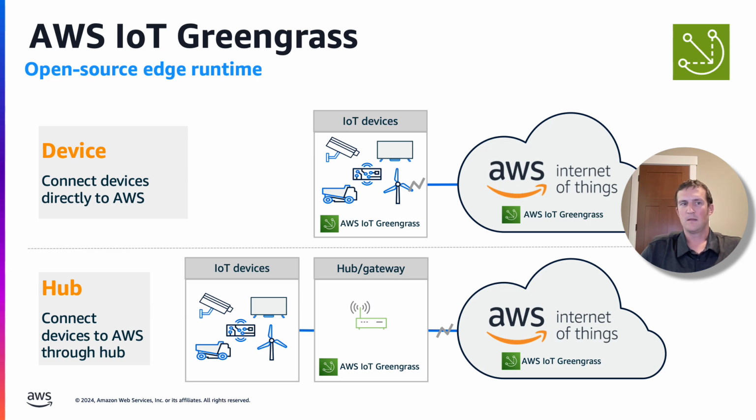The second deployment method is through a hub or an edge gateway. This is for devices that don't have a direct connection to the AWS cloud. It allows it to act as the bridge between the AWS cloud and the IoT device in the field. This is the format that we'll be using in today's workshop.